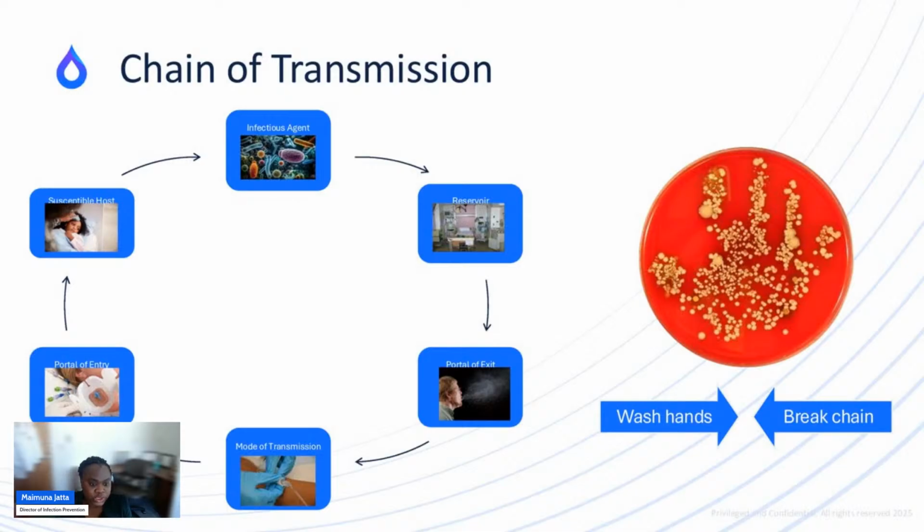And then we have the portal of entry. So if we're not successful in breaking the chain of transmission from the agent to the reservoir to the portal of exit to the mode of transmission, then the next opportunity is how this agent that has made it through all these steps will leave one host or one individual and transfer to another individual. So in the healthcare environment, there are so many opportunities for this to happen.